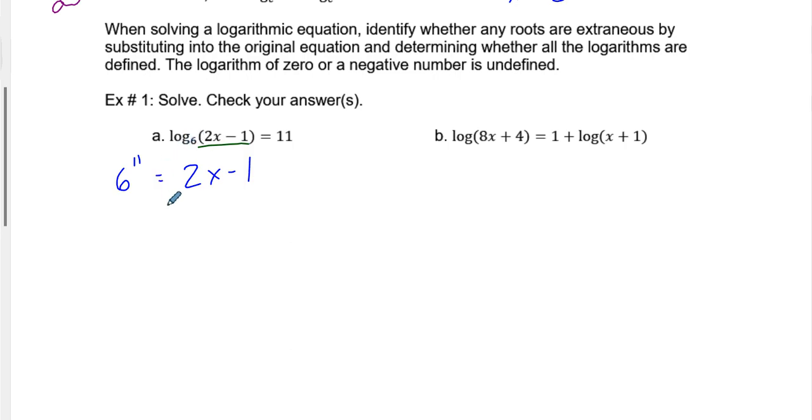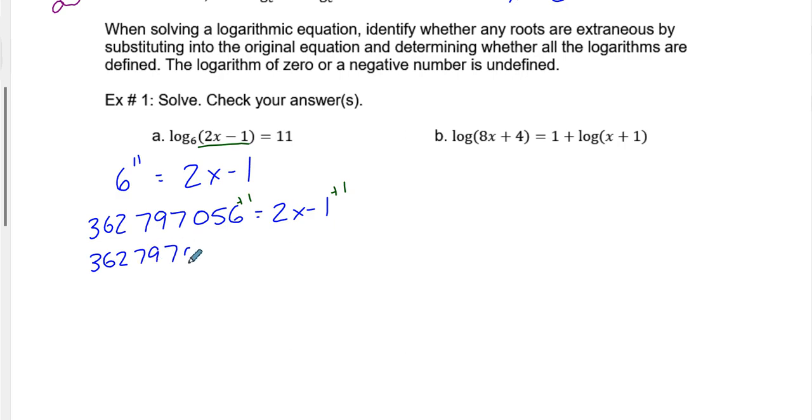when we type this in, 6 to the power of 11 is 362,797,056, and that would equal 2x minus 1. Now to finish off our equation, we would add the 1 to both sides. So we'd have 362,797,057 would equal 2x, and then divide by 2 to get our x by itself.